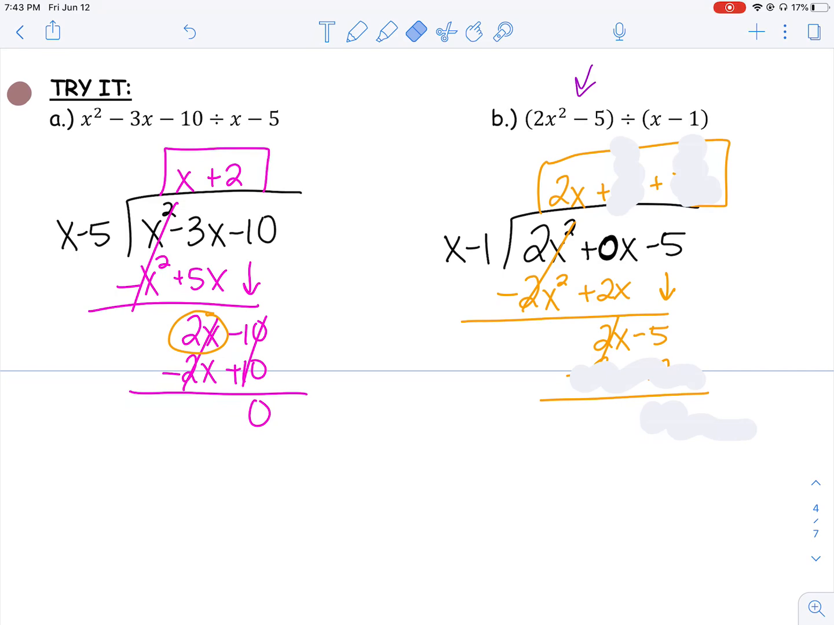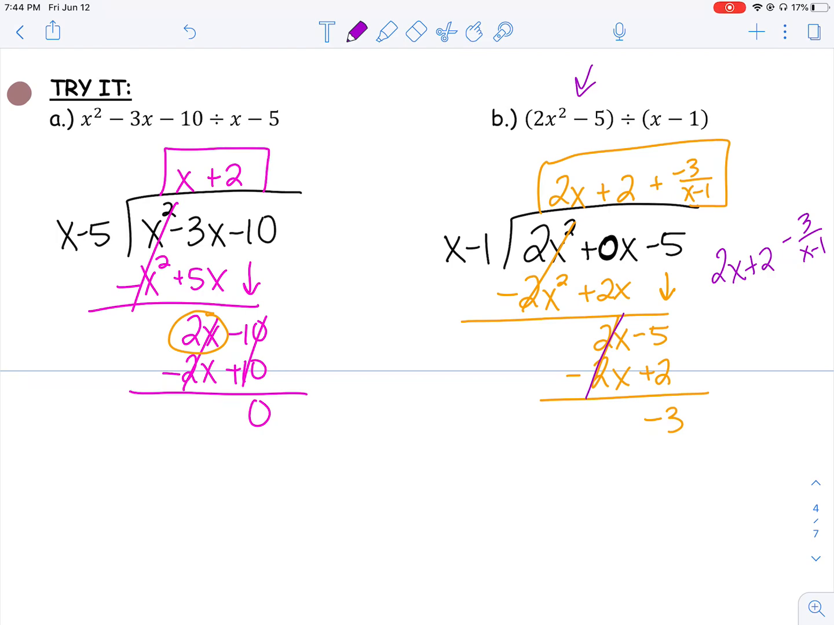All right, what's 2x divided by x? Positive 2, right? Let's distribute it through. 2 times x is 2x, and 2 times negative 1 is negative 2. Remember to change your signs so that the 2x and the negative 2x cancel. I now have negative 5 plus 2, which gives me negative 3, right? I have nothing to bring down, so it looks like there's a remainder on this one. There's a remainder of negative 3 over my x minus 1. Or you could actually write it as 2x plus 2 minus 3 over x minus 1. Either way would give you the same answer.